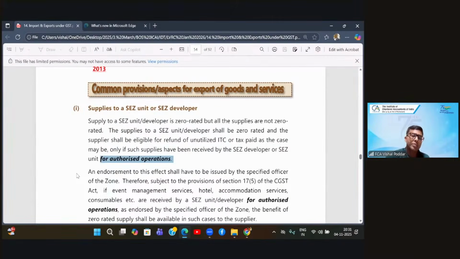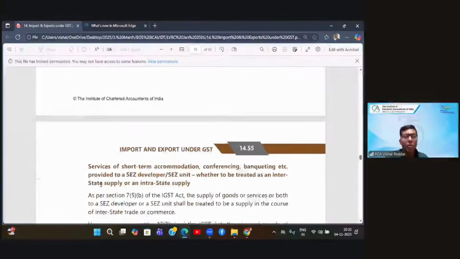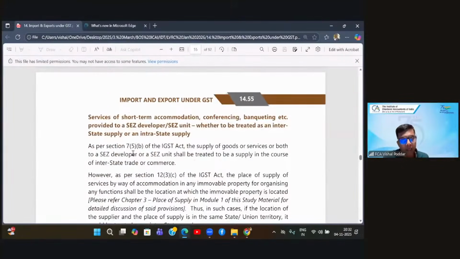When you raise an invoice on the SEZ for those goods or services, those invoices are to be checked and, you can say, authorized by the SEZ commissioner. Only when the SEZ commissioner authorizes and endorses those invoices, stating that yes, these goods and services are actually meant for the authorized operation of the SEZ, is the criteria of zero rated supply met, and you will get the benefit of zero rating, that is either sending without payment of any tax or making payment of tax and getting the refund. This is very important.